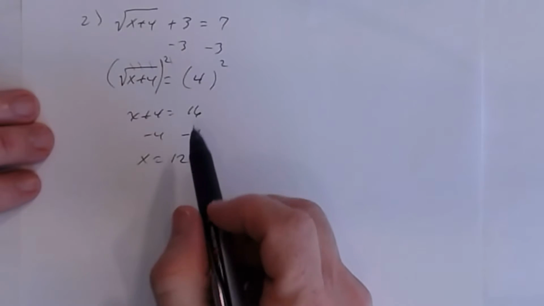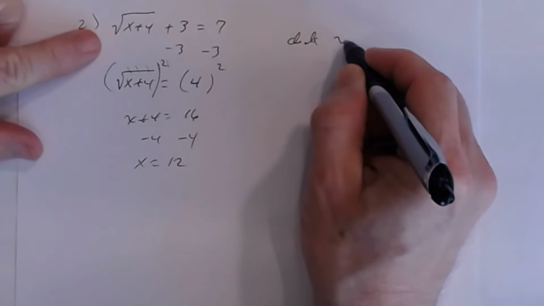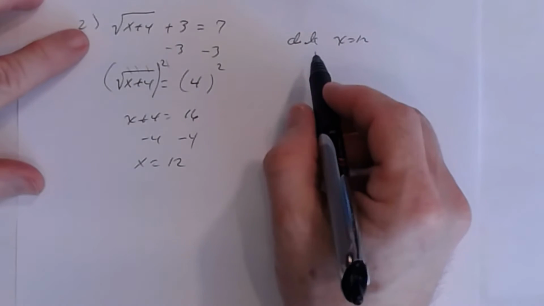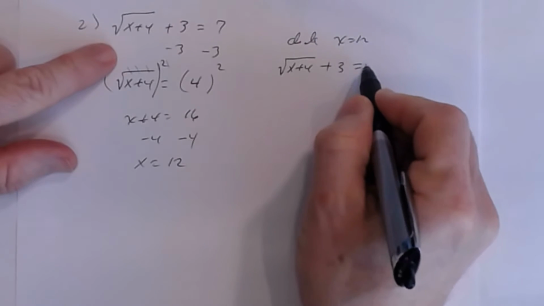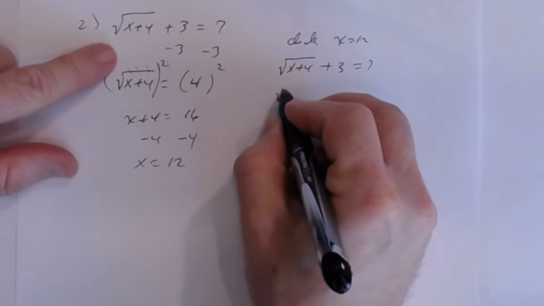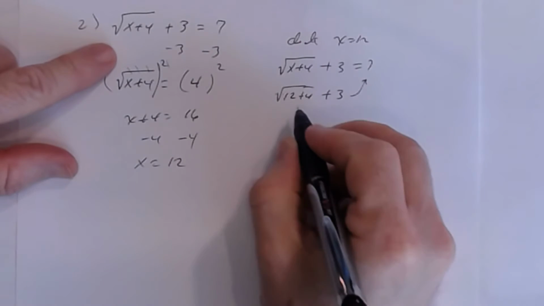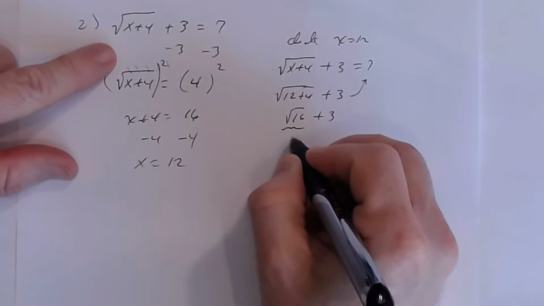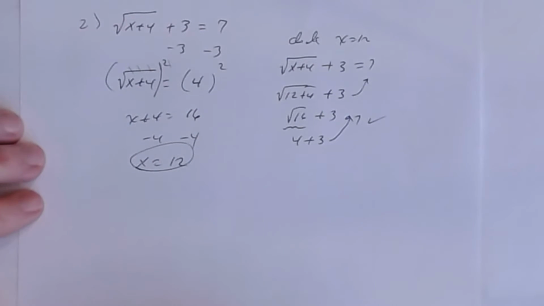Now I did raise both sides to an even power, so I need to check 12 in the original problem. So we have to check x equals 12. We're checking for extraneous roots. So I get the square root of x plus 4 plus 3 equals 7. In place of x, I'm going to substitute 12. So I get the square root of 12 plus 4, and then I'm going to add 3. I'm going to see if that equals 7. Well, 12 plus 4 is 16. The square root of 16 plus 3, and the square root of 16 is 4, and 4 plus 3 does equal 7. So this is a solution.